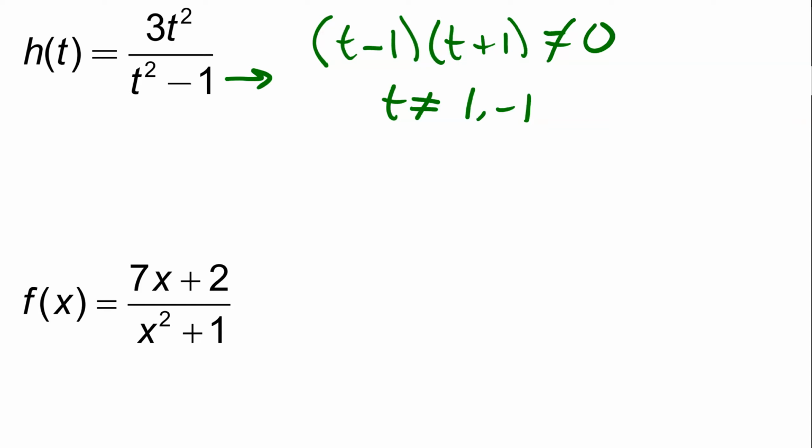Negative infinity to -1, union, -1 to 1, union, 1 to infinity. All I'm doing is cutting out the places. The unions occur at the places where I'm cutting out. Okay.